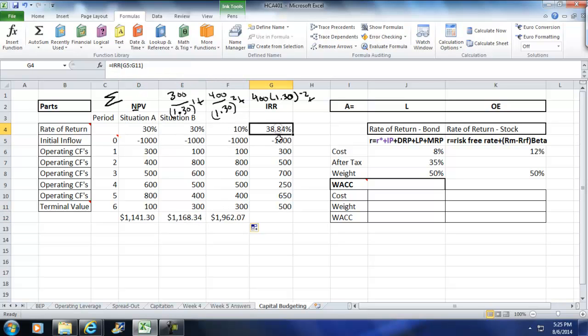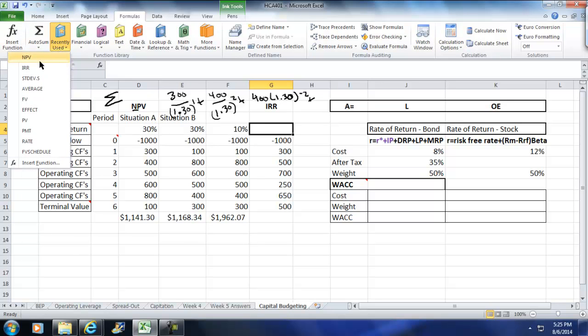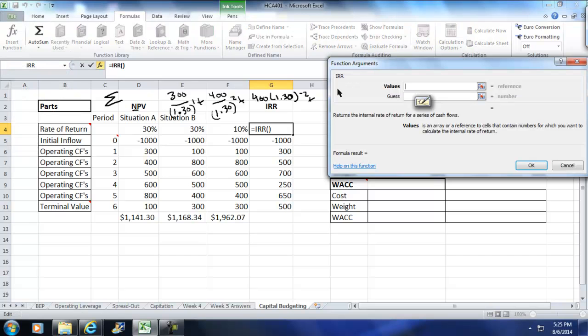Finally, I want to calculate this internal rate of return here, which I already calculated. I want to calculate it again. Internal rate of return. So in this case, what if you were going to spend $1,000 and these are the cash benefits, and you don't know what the rate of return is? You could simply, and this is where, again, formulas, I can go finance or I can go recently used, and I've used it recently. Here it is.